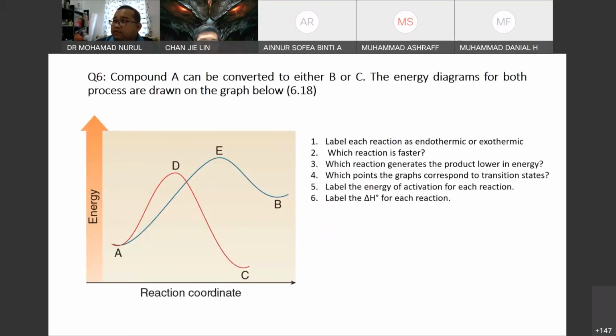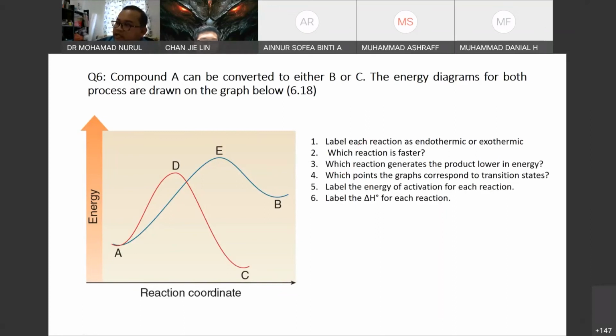Okay, compound A can be converted to B or C. The energy diagram for both processes are drawn in the graph below. So what you have to do is label each reaction as exothermic or endothermic.